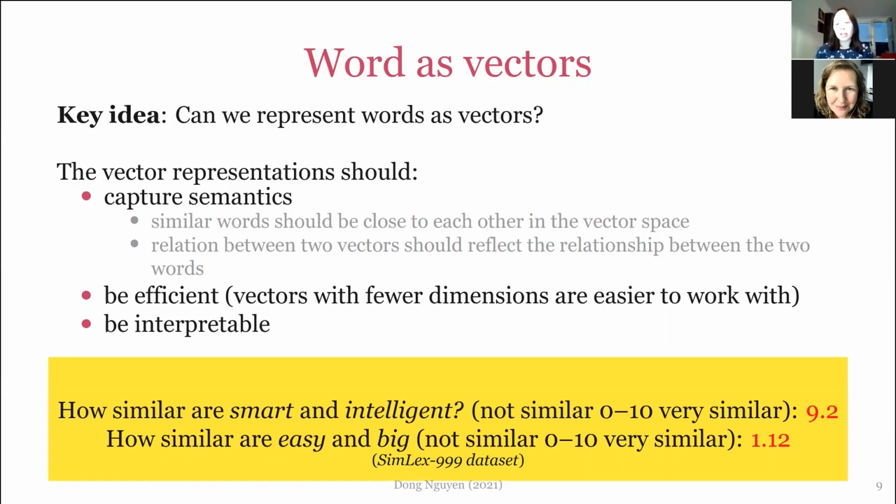And we can imagine then correlating these human ratings with the distances between the vectors in the vector space. So we would want smart and intelligent to be close to each other in a vector space, because also we have a high human rating, and we would want easy and big to be farther away in the vector space.